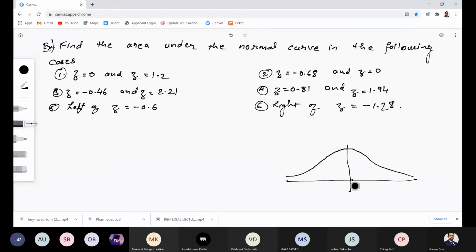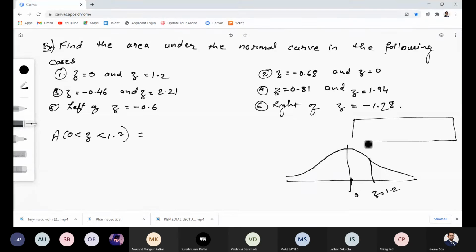So z is equal to 0 is this. This is your 0. So z is equal to 1.2. So area from 0 less than z less than 1.2. So what you have to do is, this is the last and very important point, how to use this table. The table represents the area from 0 to z.